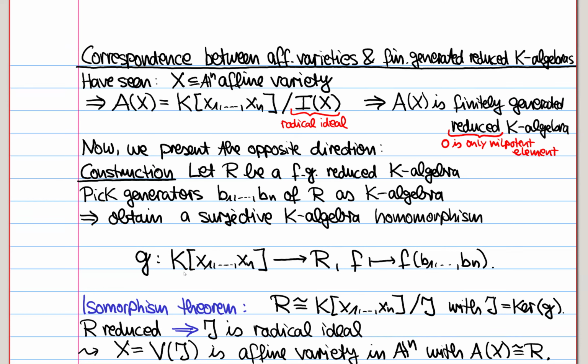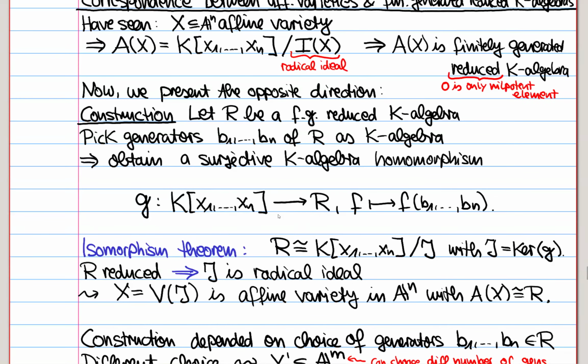So basically, this is an equivalent characterization of being a finitely generated K-algebra. And then, from this surjective homomorphism, by the isomorphism theorem, its image, which is all of R, is isomorphic to the domain divided by the kernel, which we call J. Now use the second fact, that R is reduced, which tells us that J is a radical ideal. This uses the opposite direction here.